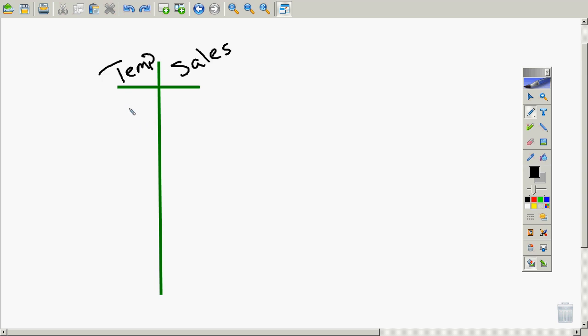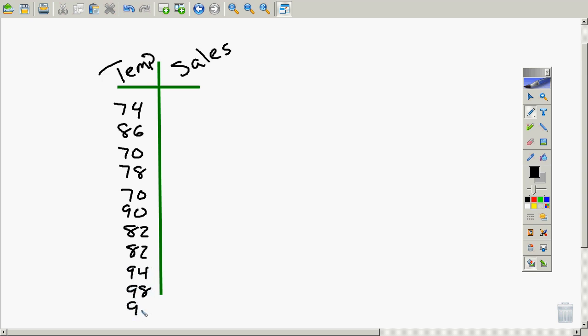The temperature, the first one was 74. The next one's 86, 70, 78, 70, 90, 82, 82, 94, 98, and 90. Okay, so those are on some particular days, the temperature that it was outside.